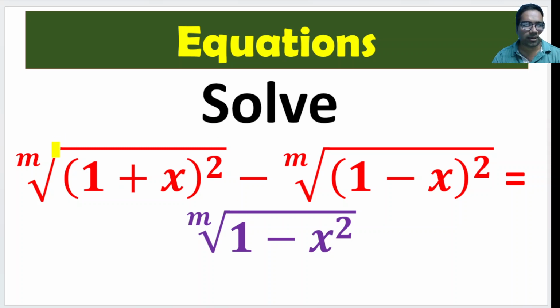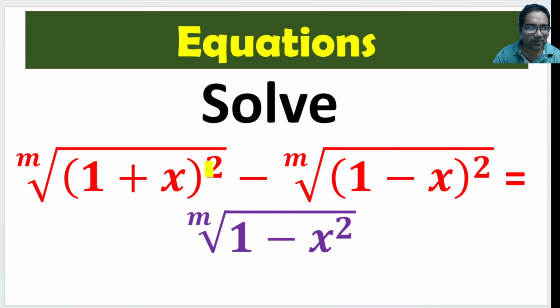Hi friends, let us solve this problem. We have the m-th root of (1 plus x) whole square minus the m-th root of (1 minus x) whole square equals the m-th root of (1 minus x square). This is 1 square minus x square, right? We have 1 plus x, we have 1 minus x, which is 1 minus x into 1 plus x.